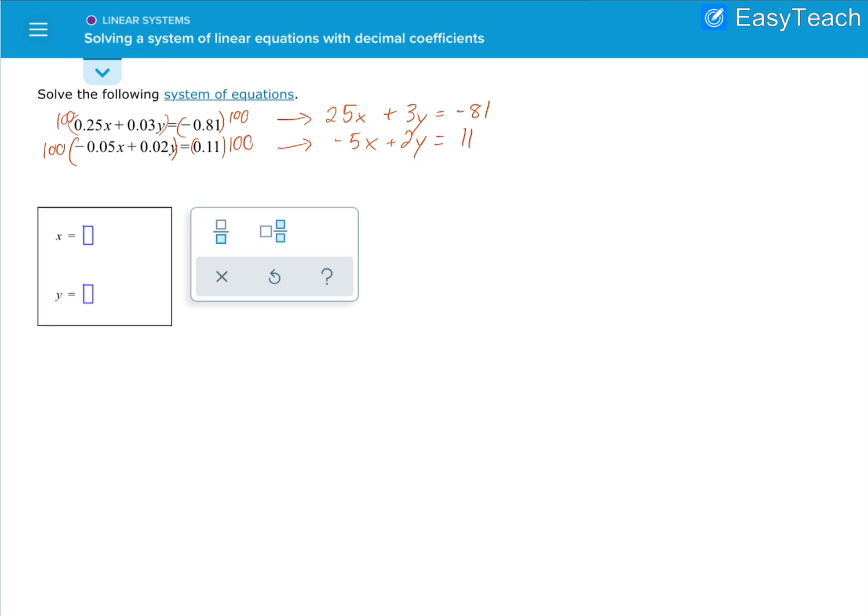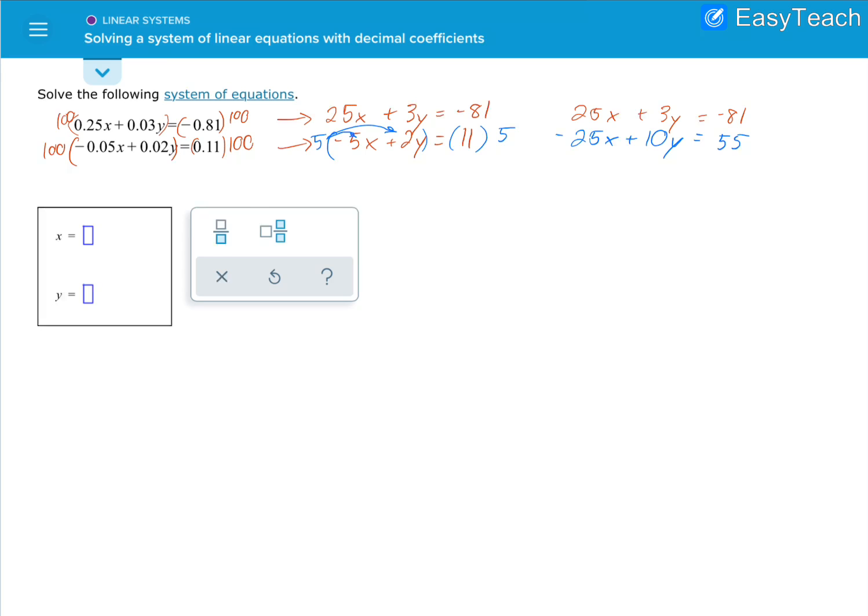So we'll go ahead and multiply everything on the bottom one by 5, which will give me a new equation of negative 25x plus 10y, don't forget to distribute that to both, okay, equals 55. And then the first one I'm not changing, so I'm going to just bring that over as 25x plus 3y equals negative 81.